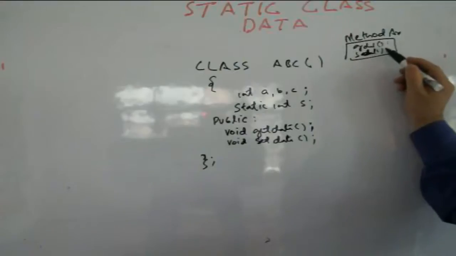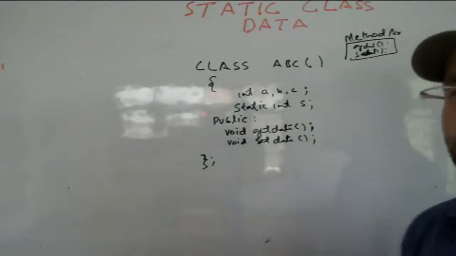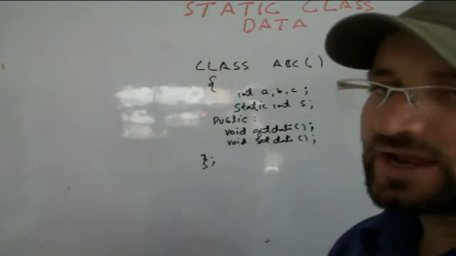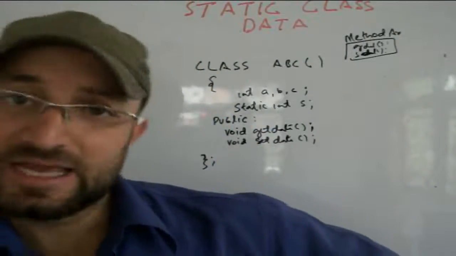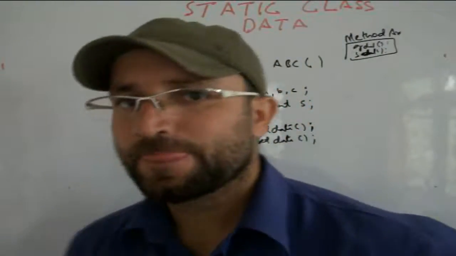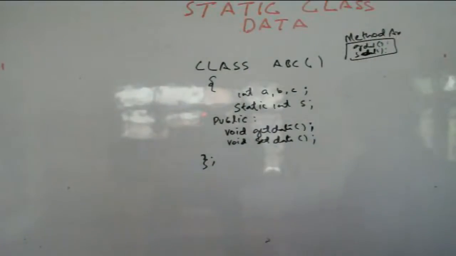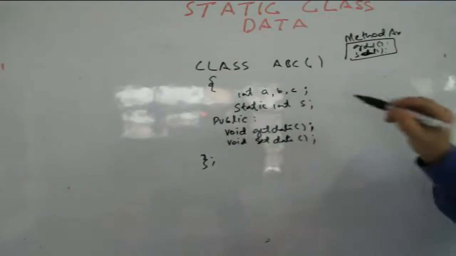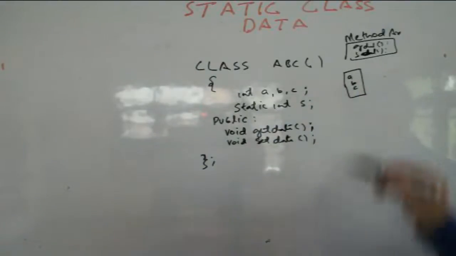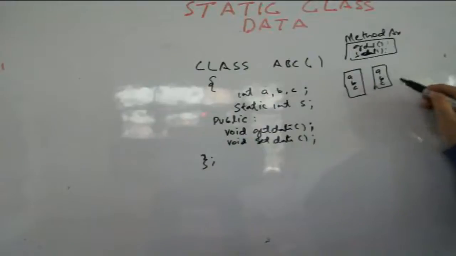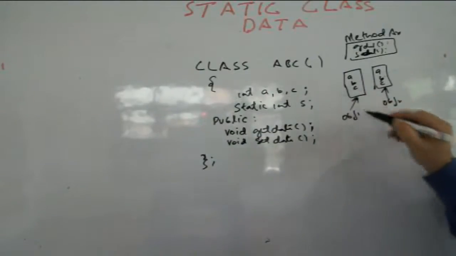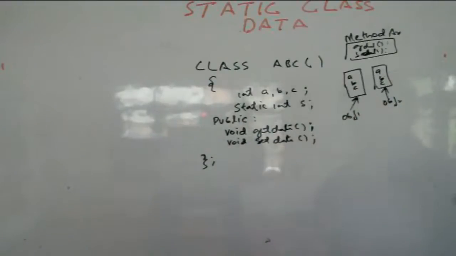These get data and set data functions, they will be common, because the code is common for all the objects. For example, we created 10 objects. For the 10 objects, we will have get data and set data that will be common. Okay? Now, A, B, and C will be of separate copy. For example, we have two objects, object 1 and object 2. They will have separate copies of A, B, and C.